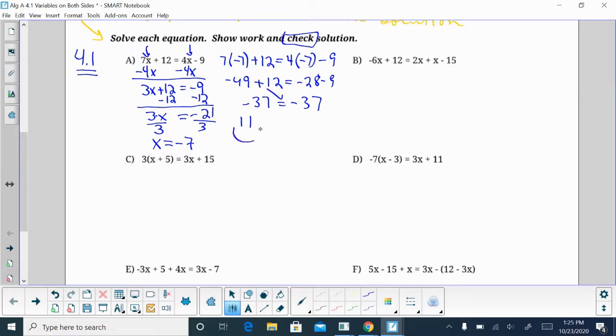We have a solution. All right, stay tuned for the next example, example B, on lesson 4.1.